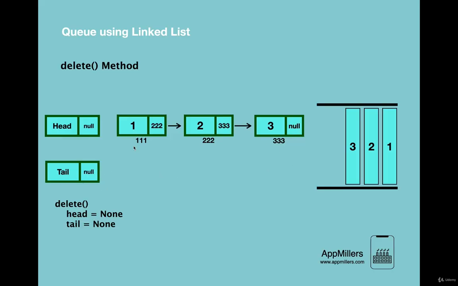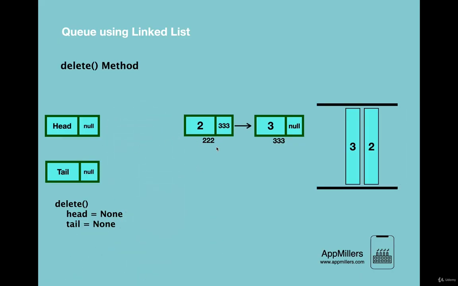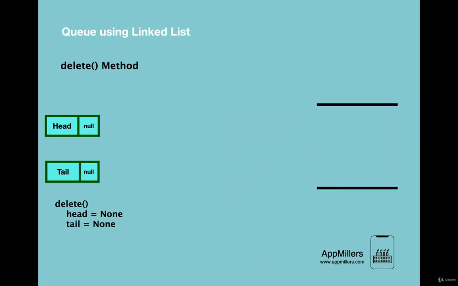Now in this case, the first node becomes eligible for garbage collection because there is not any link that points to the first node. So firstly, the first node will be deleted by garbage collection. Then after deleting this, the second node becomes eligible for garbage collection. So the garbage collector comes and destroys this node over here. Then the third node becomes eligible for garbage collection because as you see, there is not any link that points to this node over here. So the garbage collector comes and deletes this node from here as well. And it's removed from the queue.